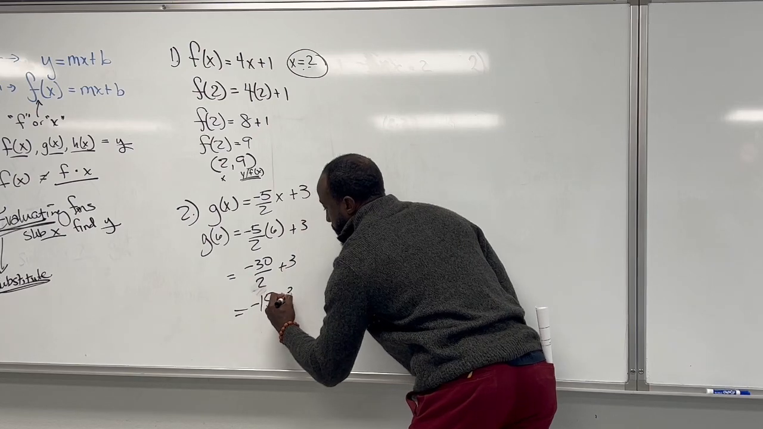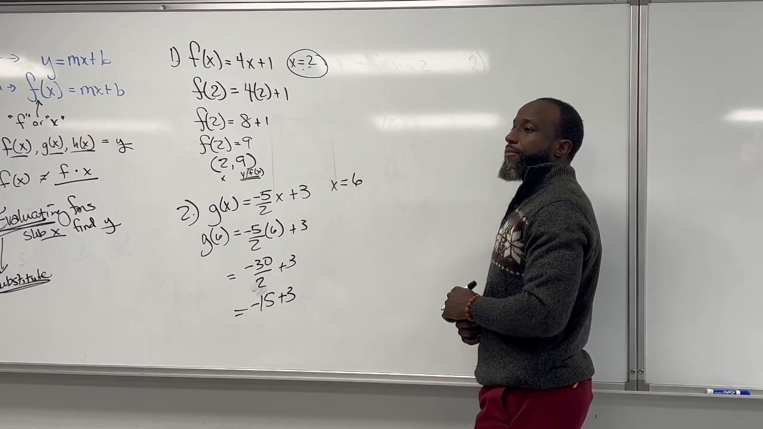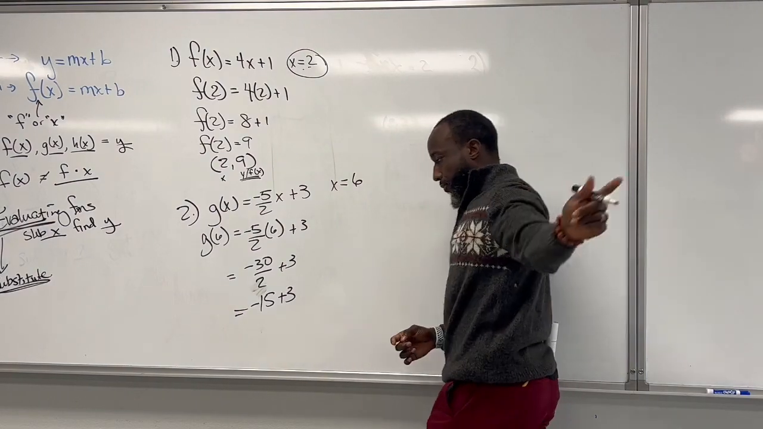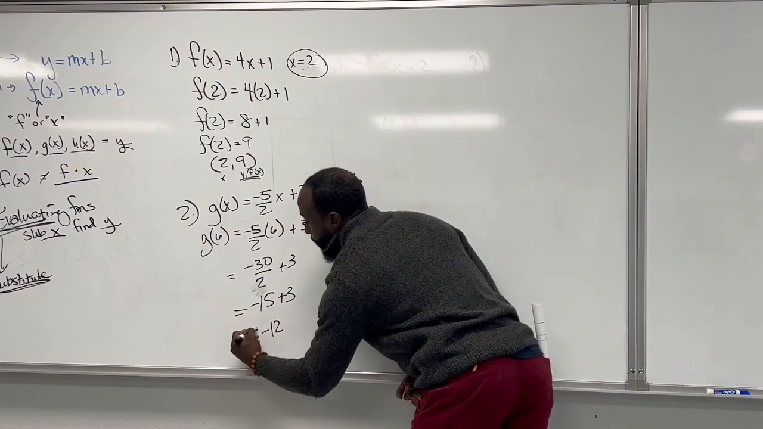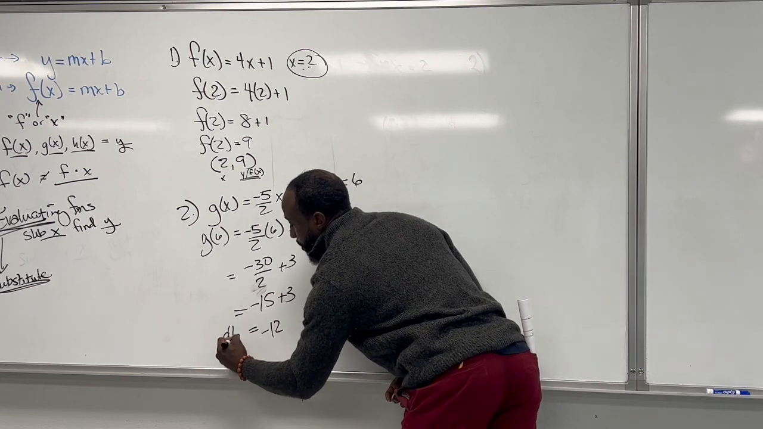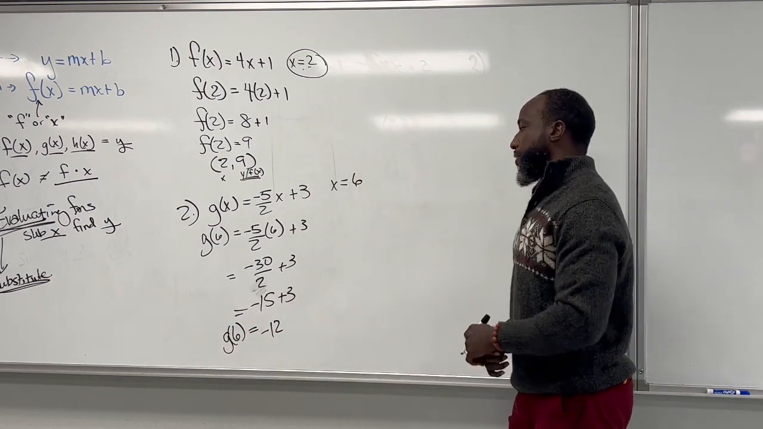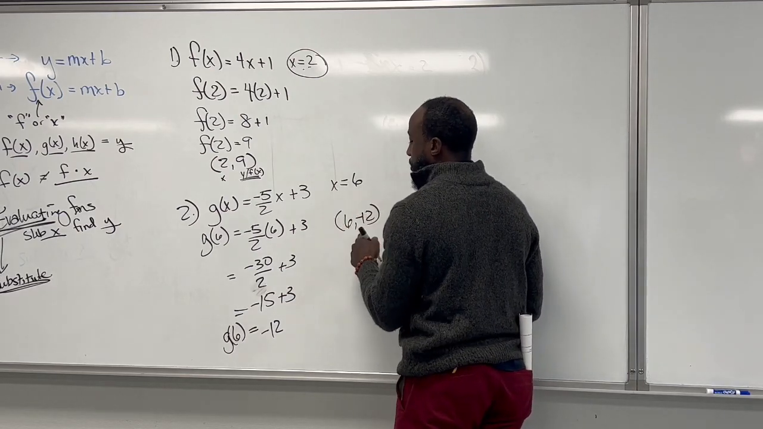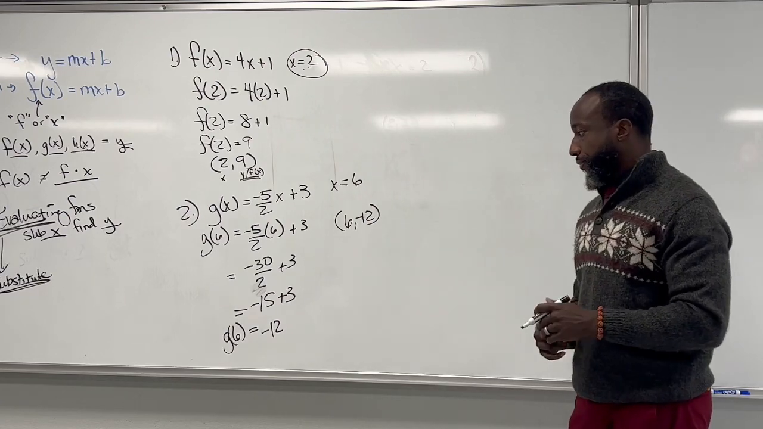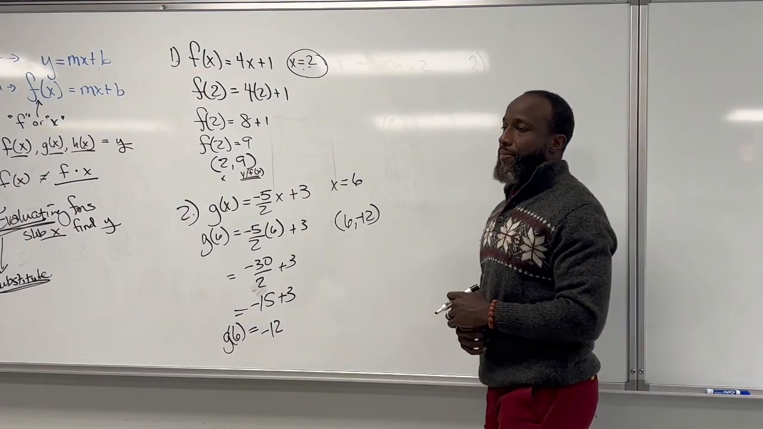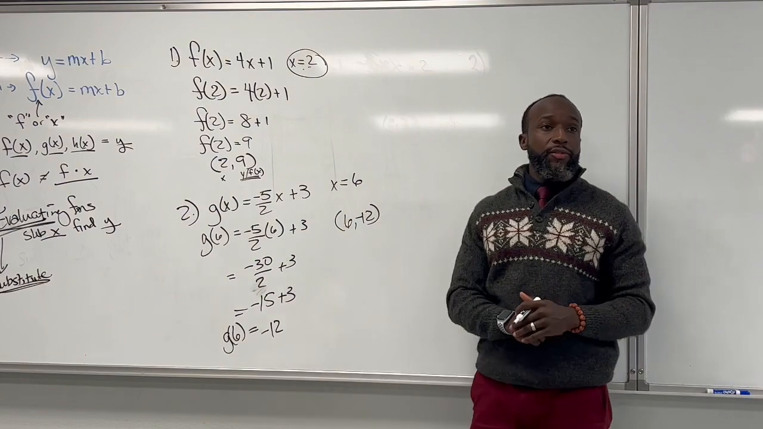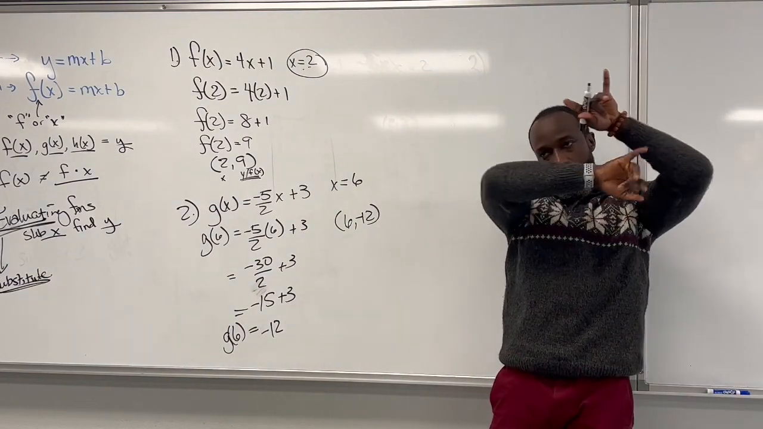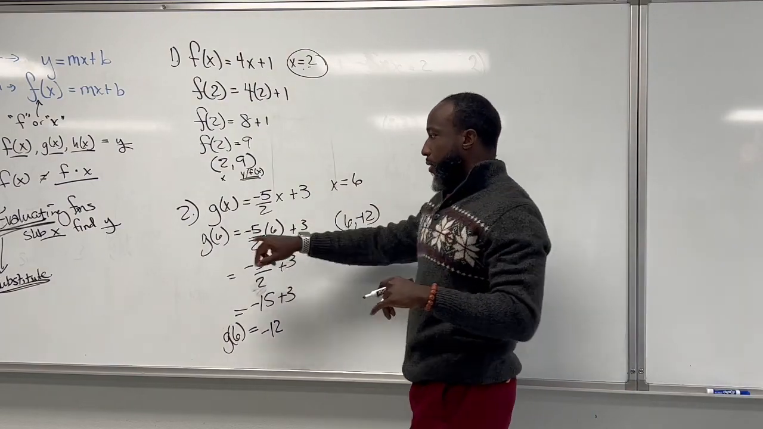Negative 15 plus 3? Negative 12. Negative 12, right? So g of 6 equals negative 12. So when x equals 6, y equals negative 12. That's your ordered pair. Okay? Does everybody understand? Everybody see how we got 30 over 2? Yeah? You multiply the two numbers together, and then you bring the denominator, right?